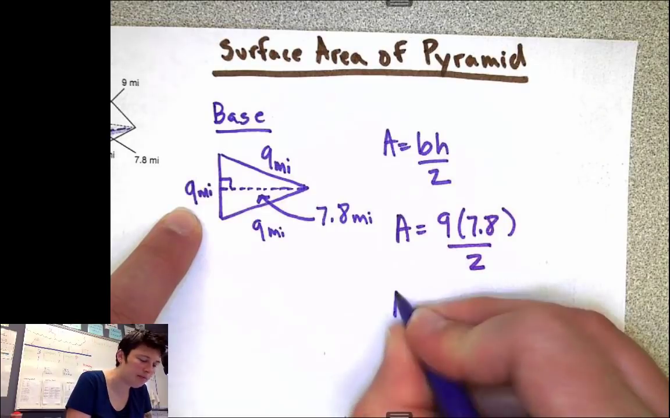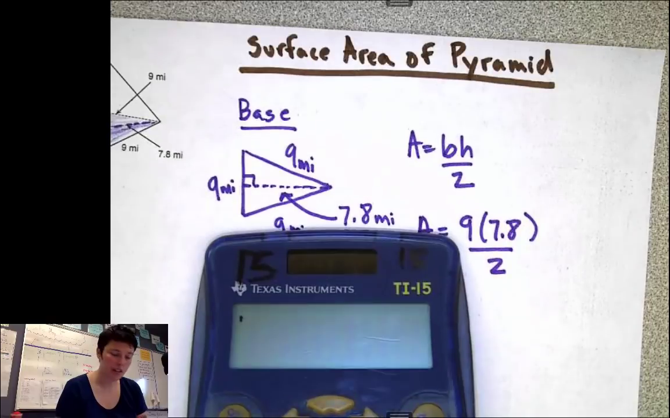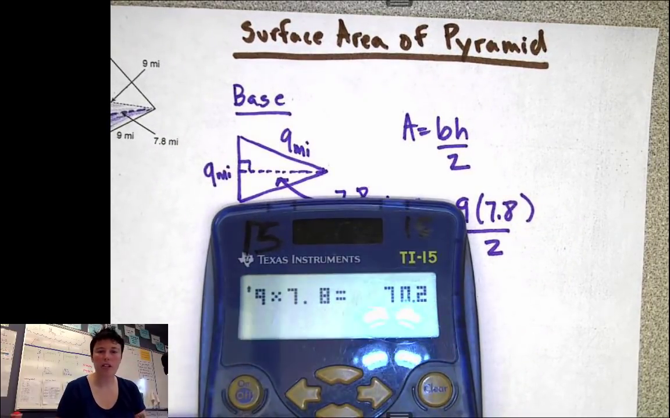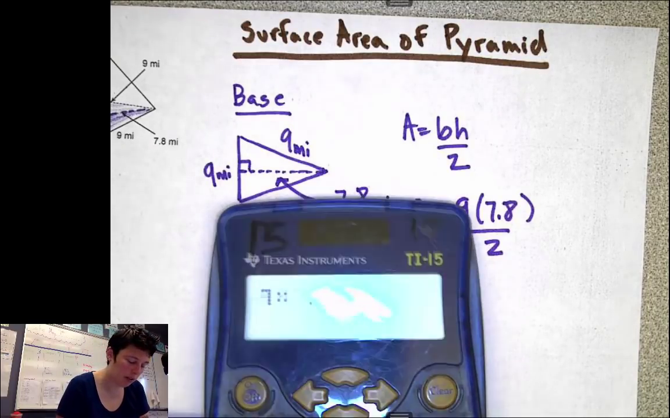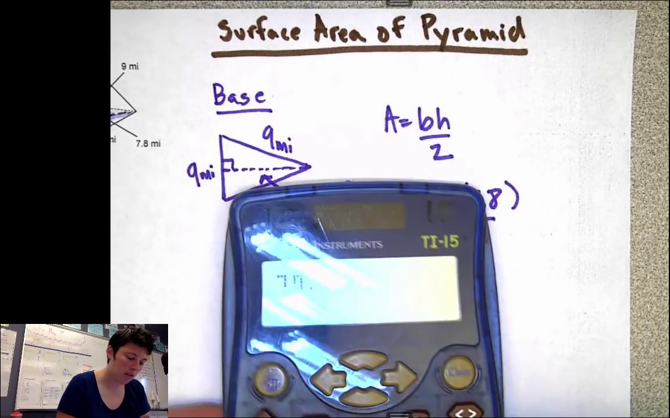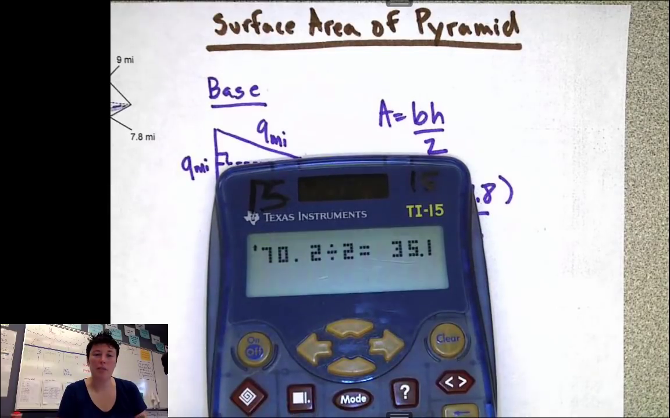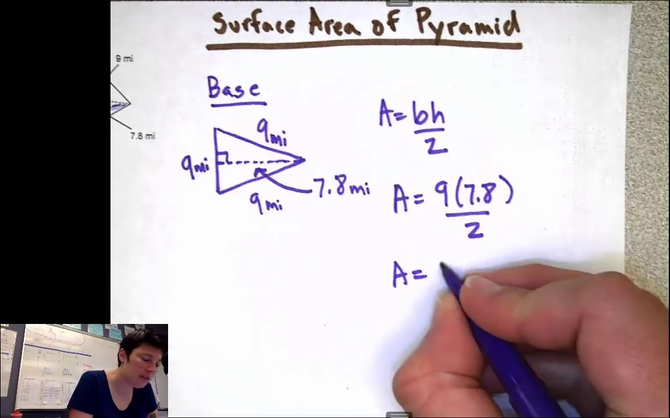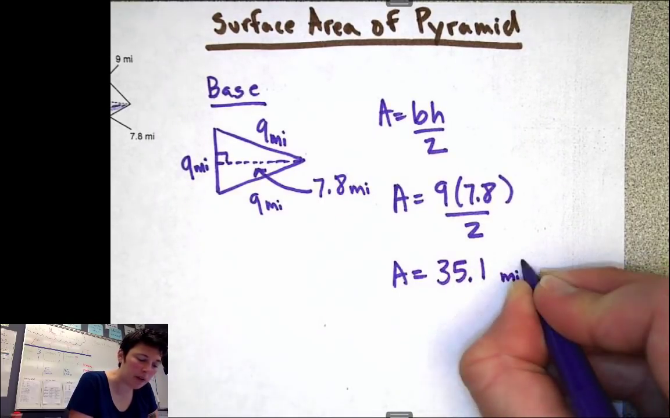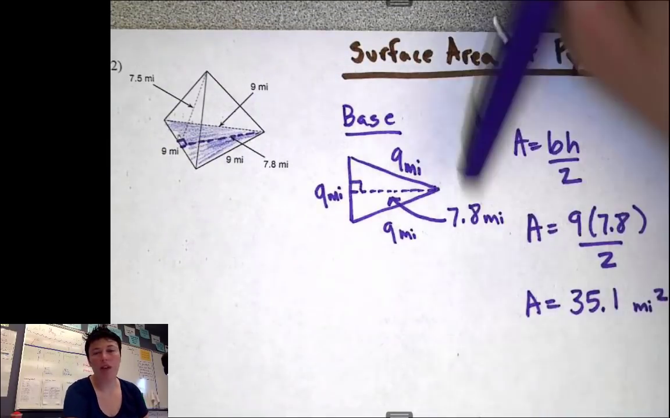And then at that point, I'm grabbing a calculator. So let's do 9 times 7.8. Let's see what we get there. 9 times 7.8 is 70.2, and then we're going to divide by 2, and we get 35.1. So our area of the base is 35.1, and then technically it's miles squared. But that's just the base. We've got to go back to the picture here. We have more to focus on.